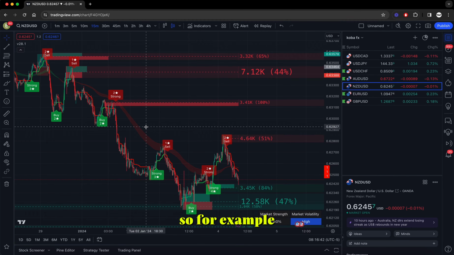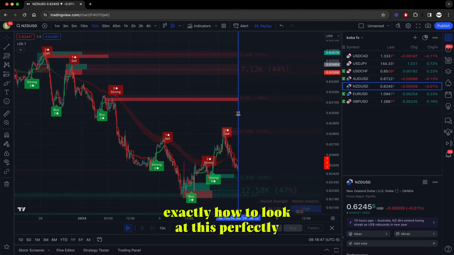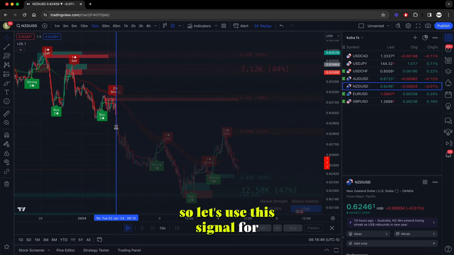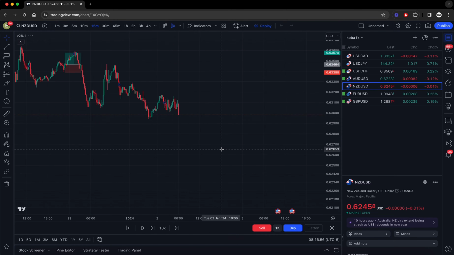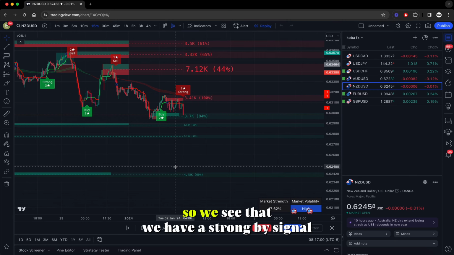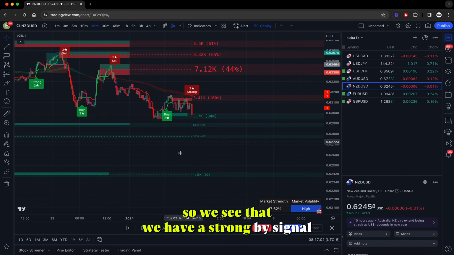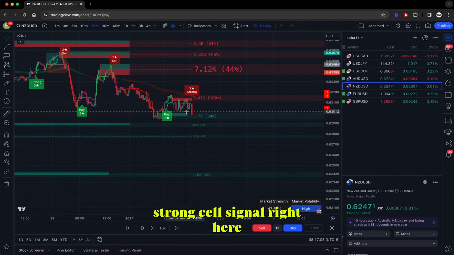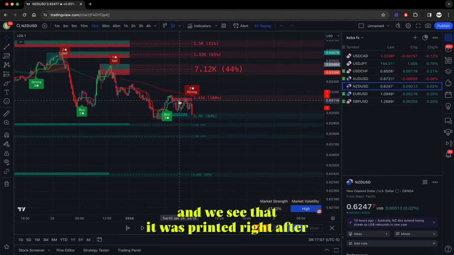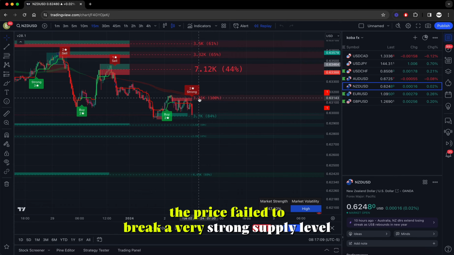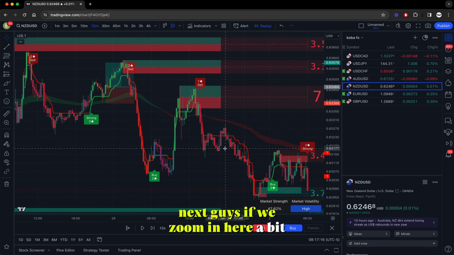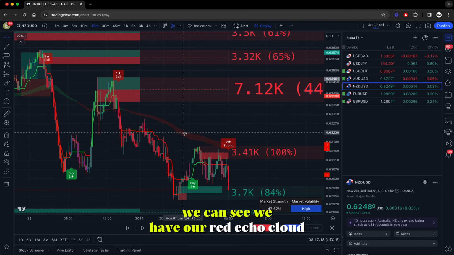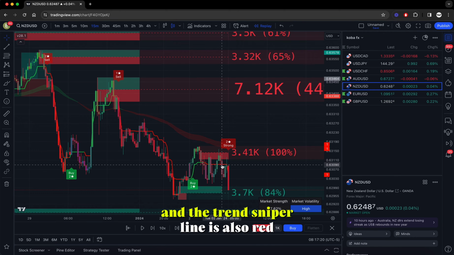So for example, let's use the bar replay function right here just to show you guys exactly how to look at this perfectly. Let's use this signal for our trade setup just so we can understand exactly how to look at it. We'll wait for the algo to load. Okay, so we see that we have a strong sell signal right here, and we see that it was printed right after the price failed to break a very strong supply level, this red order block right here. Next, guys, if we zoom in here a bit, we can see we have our red echo cloud and the trend sniper line is also red.